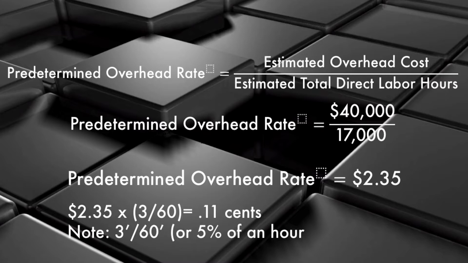What does the $2.35 predetermined overhead rate mean for 1 cup of cappuccino? Earlier we said it takes 3 minutes or 5% of an hour to make a cup of cappuccino. So 5% of $2.35 is 11 cents, and that is the overhead cost needed to make 1 cup of cappuccino.